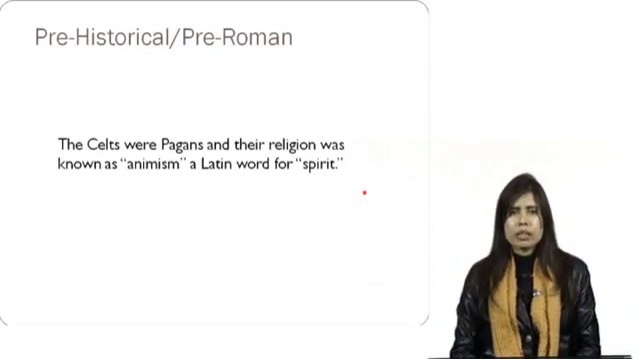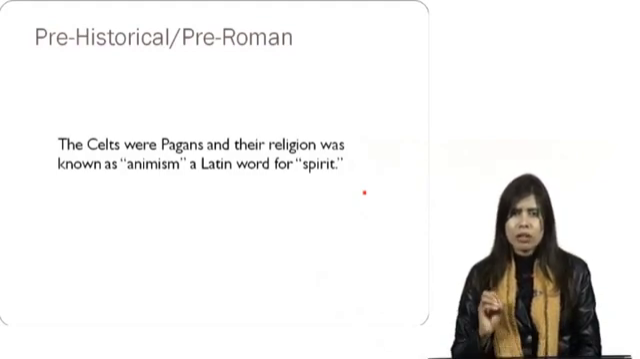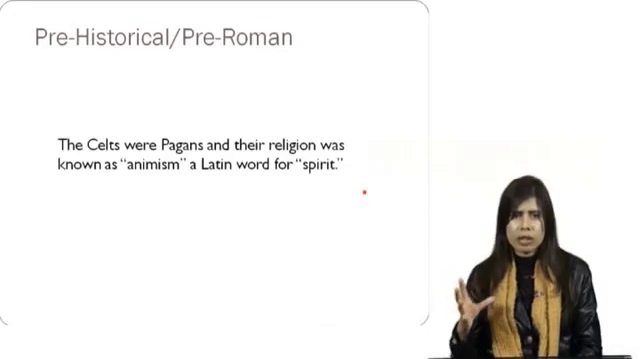Basically these are known as the pre-Romans as well. As you know that we were talking about the Celtic-speaking tribes, and they were also known as the Britons. So these were pagans. So pagan is a name of a religion. You can say this is against Christianity as well.